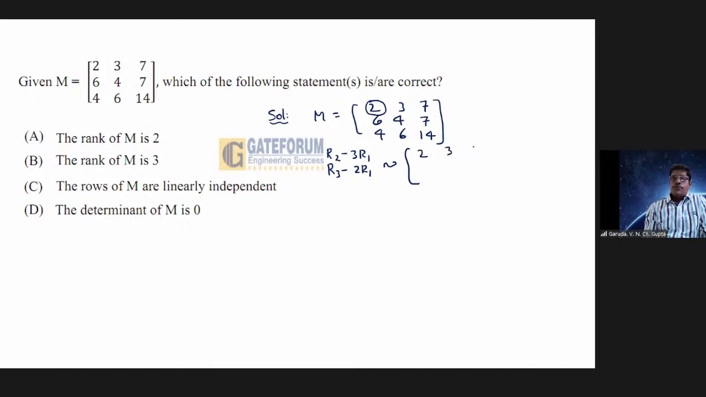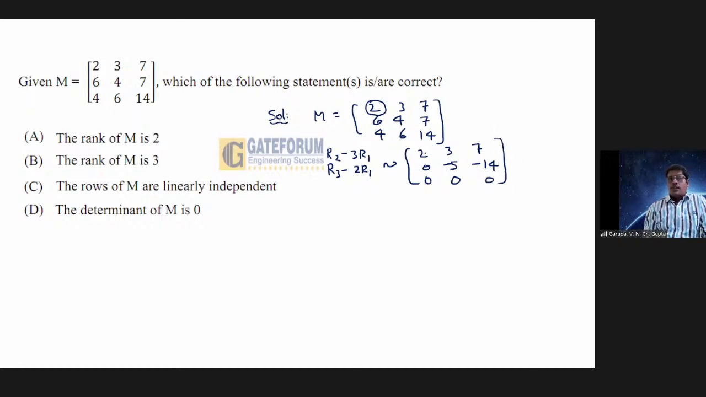2, 3, 7. 6 minus 6, 0. 4 minus 3 into 3 simplifies to minus 5. 7 minus 3 into 7 simplifies to minus 14. 4 minus 2 into 2 simplifies to 0. 6 minus 2 into 3, 6 minus 6, 0. 14 minus 2 into 7, that is 0.